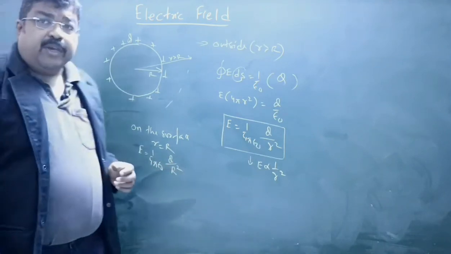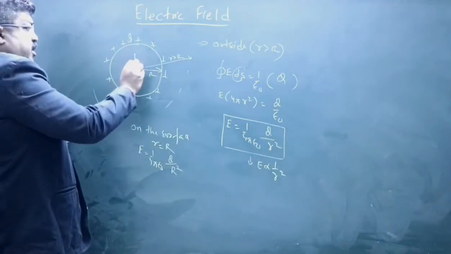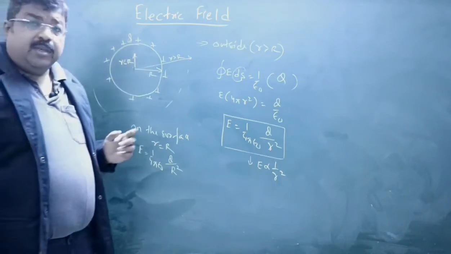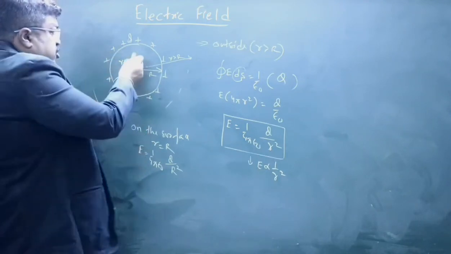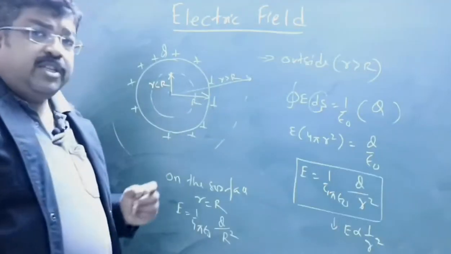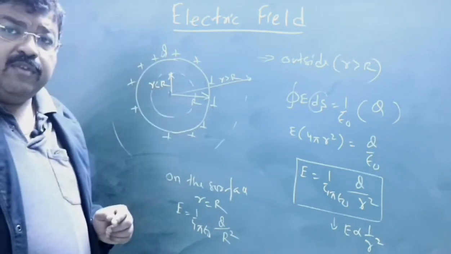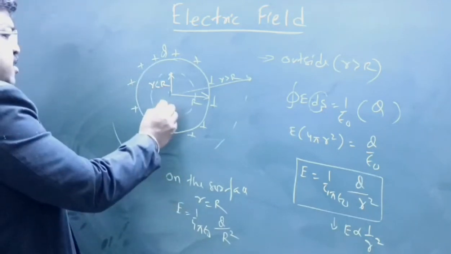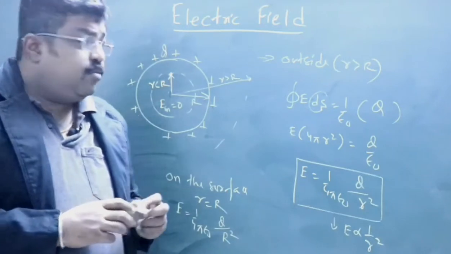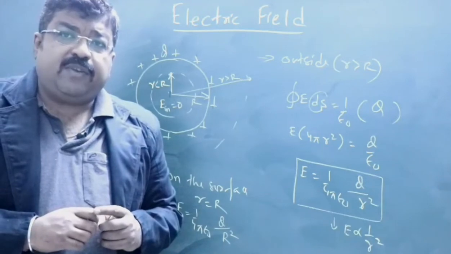Okay. Now, but if the point of observation is inside, suppose at this particular point, and suppose this distance is r less than capital R. Okay. Now at inside, if I draw a Gaussian surface, then inside this Gaussian surface there is no charge. So since there is no charge, electric field inside will also be 0. So E in will be 0. Okay. So this is the behavior of electric field intensity for a uniformly charged spherical shell.